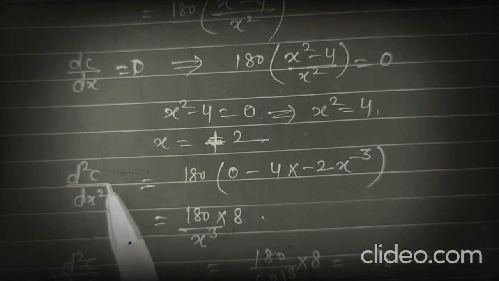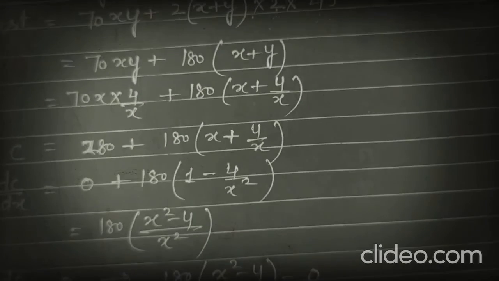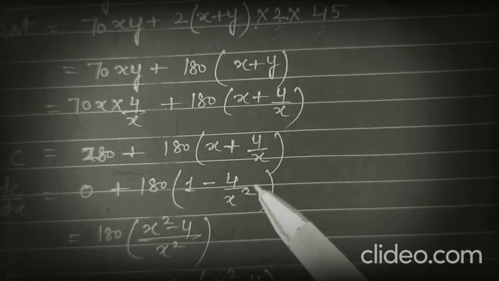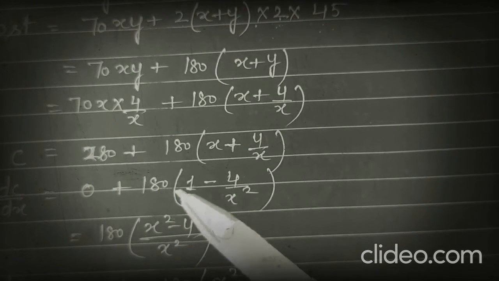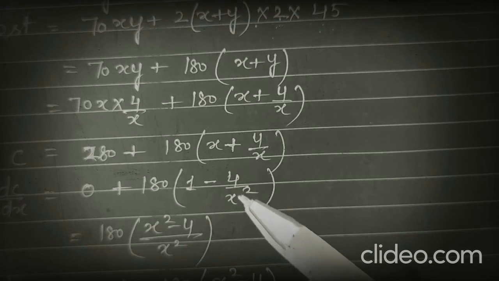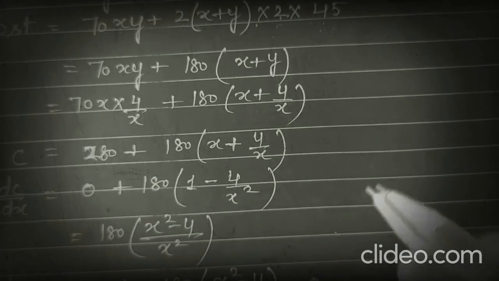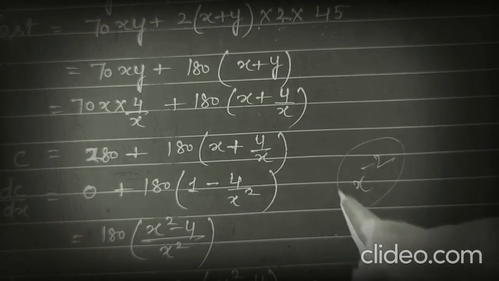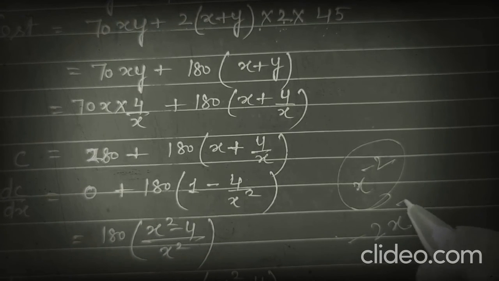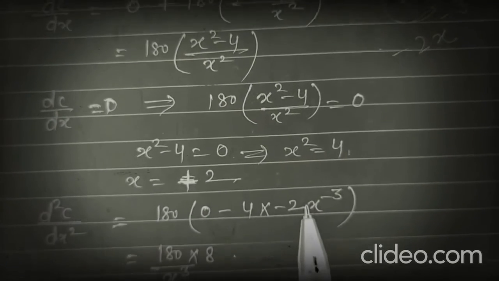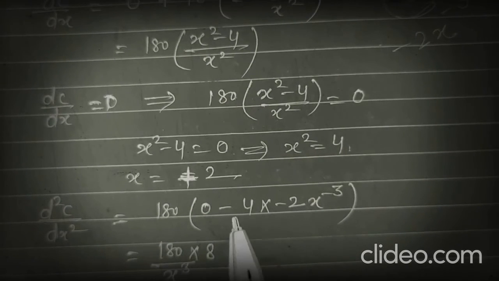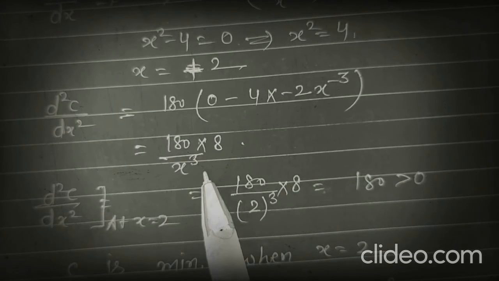Now we will take the second order derivative. The second order derivative of this function: 180 stays as it is, the derivative of 1 is 0, minus 4 upon x square, so minus 4 stays as it is and x square goes to the top as x to the power minus 2. The derivative of this is minus 2 x to the power minus 3. Minus into minus gives plus, so 180 into 8 upon x cube, because x to the power minus 3 comes down as x cube. This is the second order derivative.